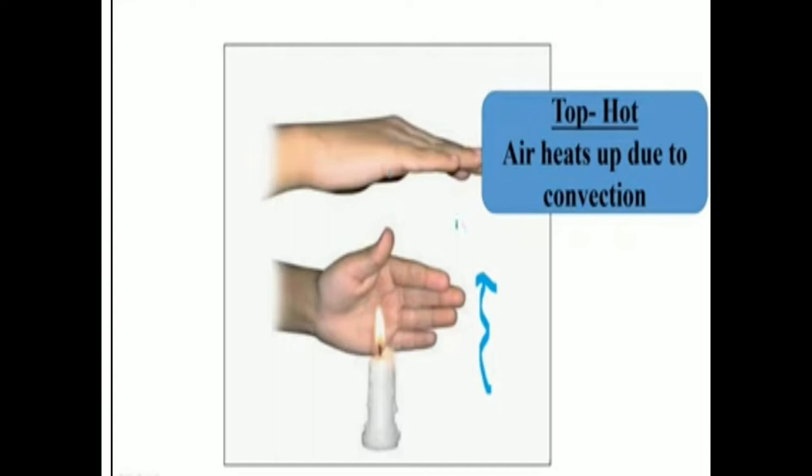Light a candle, keep one hand above the flame and one hand on the side of the flame. Do your hands feel equally hot, or if not, which hand feels hotter and why? The air gets heated by convection. Therefore, the hand above the flame feels hot. On the sides, however, there is no convection and the air does not feel as hot as at the top.